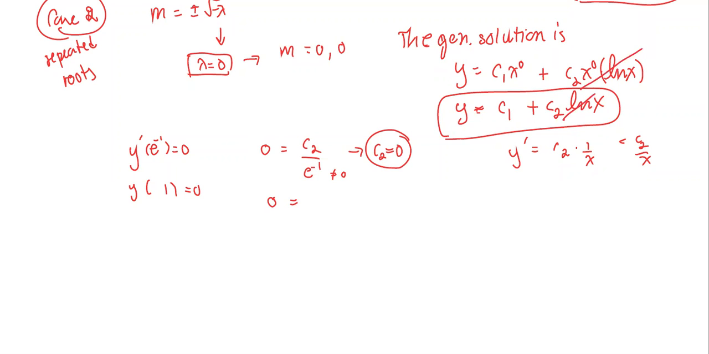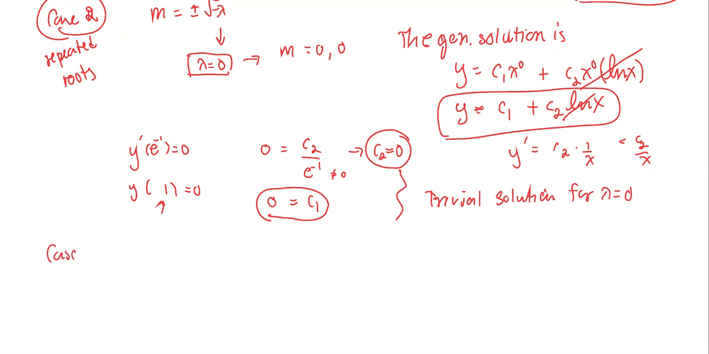So y, that's C1 is 0 no matter what. It doesn't matter what the number is. Again, another trivial solution, just different cases to make it a trivial solution for lambda equals 0. And the last hope is case number 3.